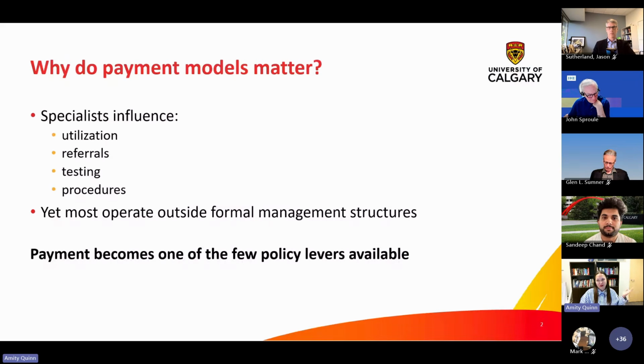So that's a reason specialist payment remains such an important policy topic, and I get to keep studying it over and over again. But it also means that payment reform is often being asked to accomplish a lot. So a question that I've been thinking about for this presentation is how much can we realistically expect payment reform on its own to achieve?